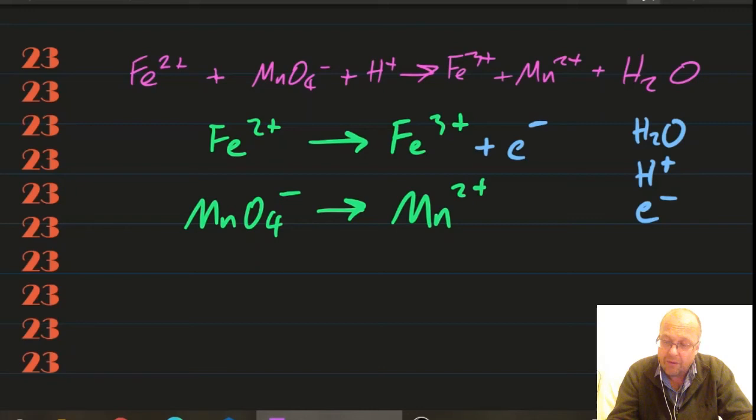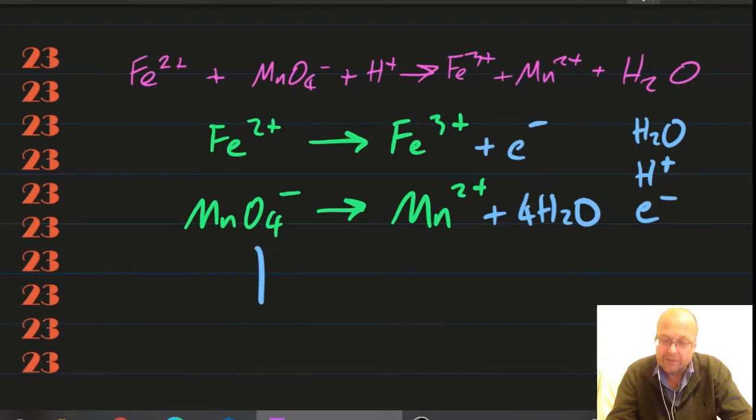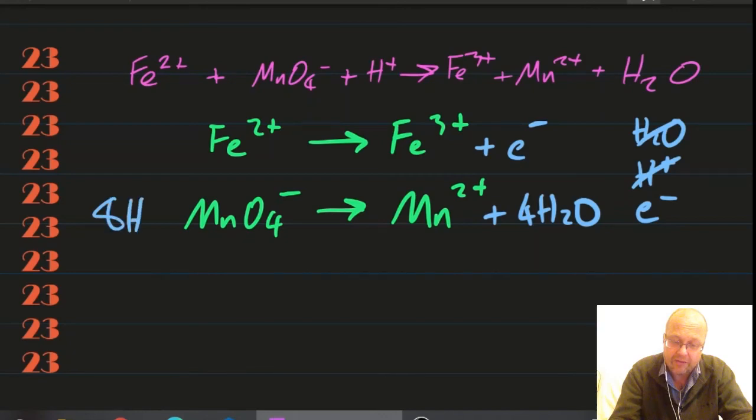For the bottom one, well, I'm going to add water first. I'm going to add 4 waters. Now I've fixed that oxygen. But now I've got 8 hydrogens where I don't expect it, okay? So next up, I'm going to look at the H plus ions. So I'm going to add 8 H plus ions. Nice.